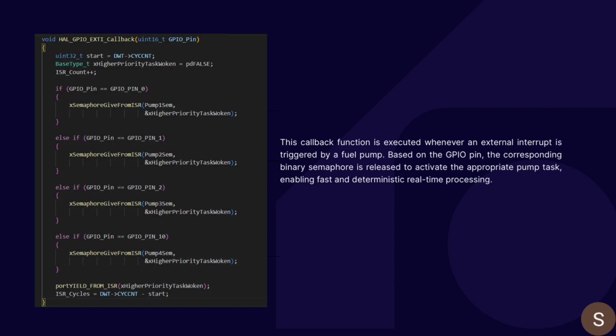This code shows the implementation of the HAL GPIO EXTI callback function, which is automatically executed whenever an external interrupt occurs. At the beginning of the function, the interrupt start time is recorded using the CPU cycle counter, and the interrupt counter is incremented for performance monitoring. Next, the program checks which GPIO pin generated the interrupt. If the interrupt comes from pump 1, pump 2, pump 3, or pump 4, the corresponding binary semaphore is released using osSemaphoreRelease from the ISR. This wakes up the appropriate pump task immediately without performing lengthy processing inside the interrupt service routine.